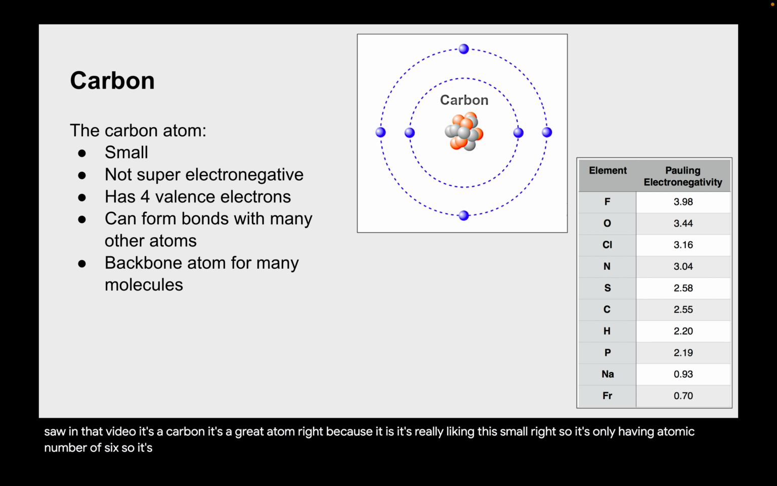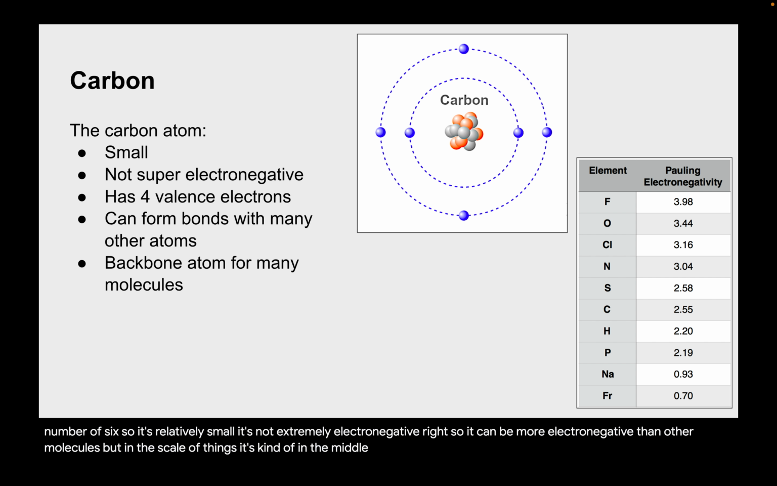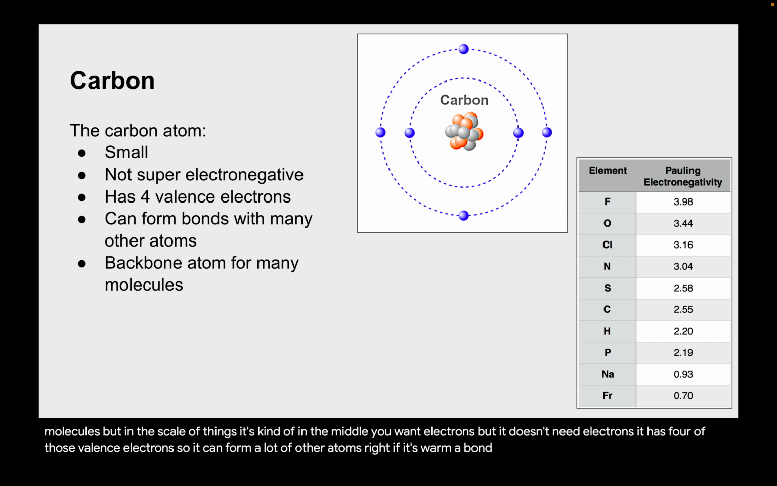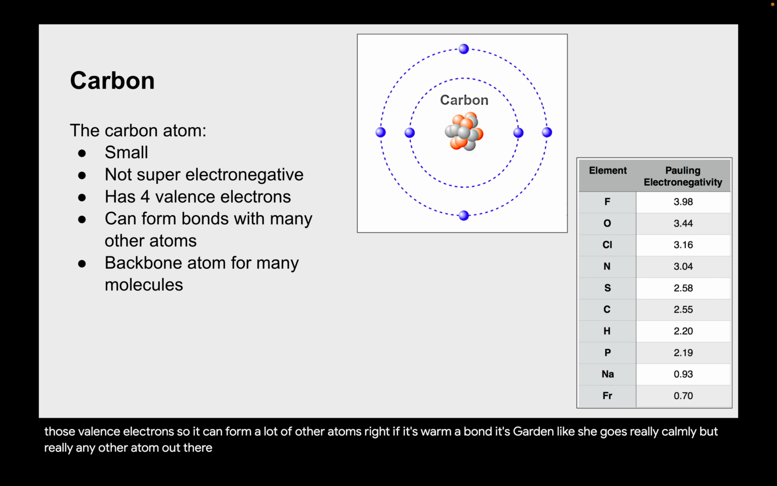So it's relatively small. It's not extremely electronegative. It can be more electronegative than other molecules, but in the scale of things, it's kind of in the middle. It wants electrons, but it doesn't need electrons. It has 4 of those valence electrons, so it can form 4 bonds, like we said. And it can form bonds with a lot of other atoms. It can form a bond with carbon, hydrogen, we see those really commonly, but really any other atom out there that has an available valence electron to form a bond.